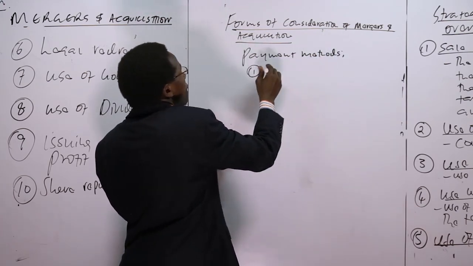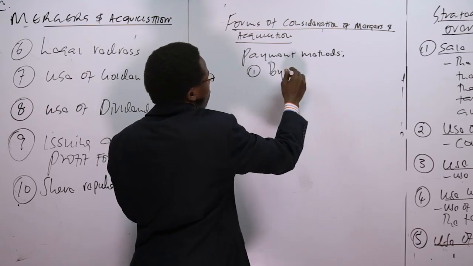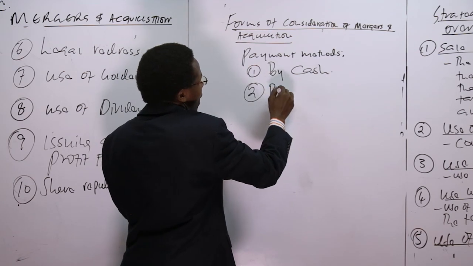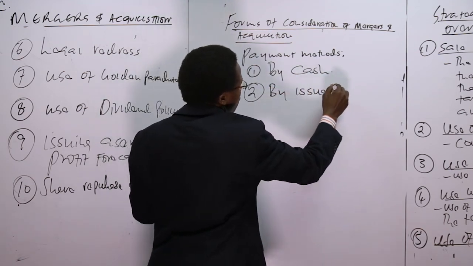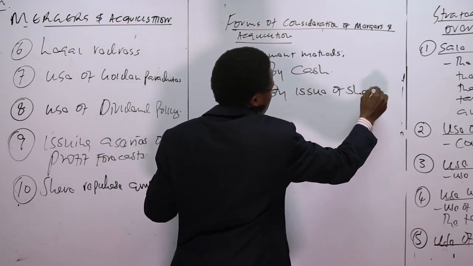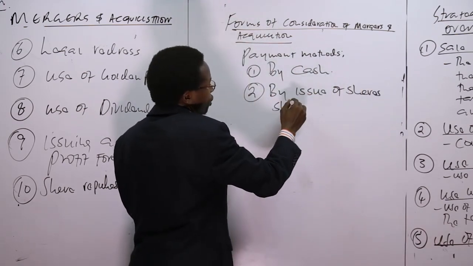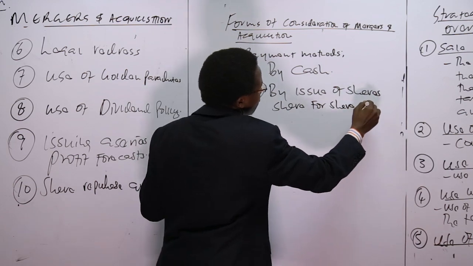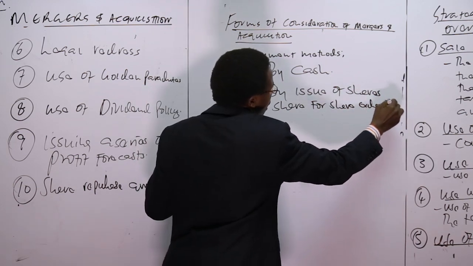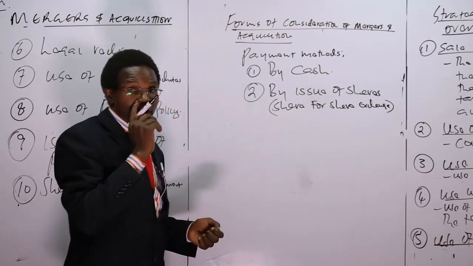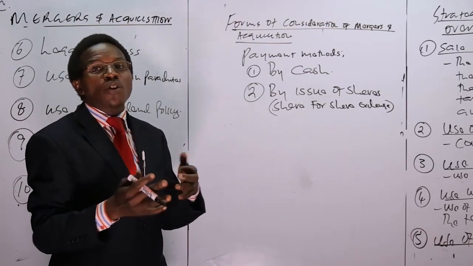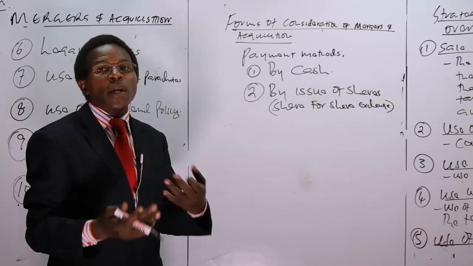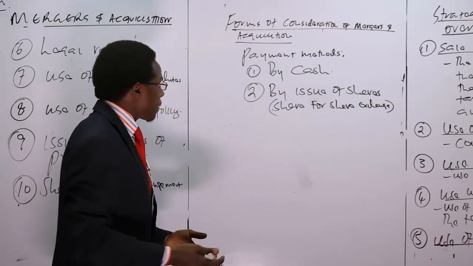Now, one, it can be by cash. Two, it can be by issue of shares. This is share for share exchange. If it's a share exchange, it means that the shareholders of the target company will become shareholders of the predator, or they become shareholders of the bigger company.